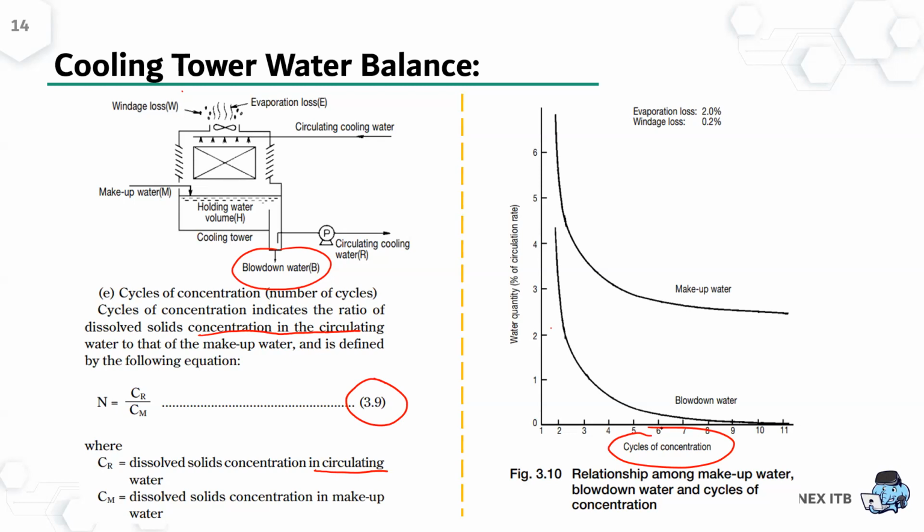And we can see that by increasing the cycle of concentrations, the blowdown water and also the makeup water quantity in the circulation rate go down exponentially. And it actually saturates at a certain threshold. Usually water treatment chemicals have a certain limit of their effectiveness, so an appropriate cycle of concentration is needed here. Based on these figures, cooling water systems are usually operated with cycles of concentration between 3 and 5, because above 5 it plateaus for the water quantity as a function of the cycles of concentration.